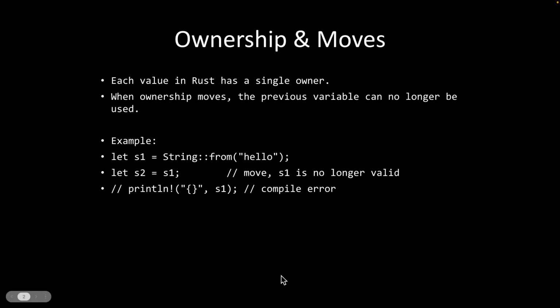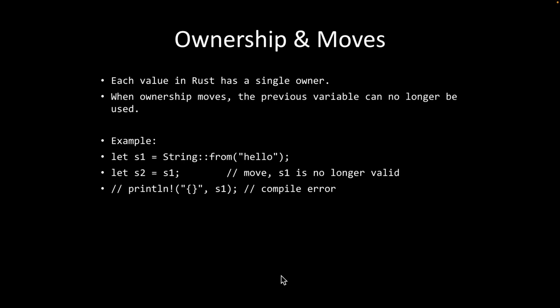Each value in Rust has a single owner. When ownership moves, the previous variable can no longer be used. Let's look at an example here. let s1 = String::from("hello"), and then let s2 = s1.